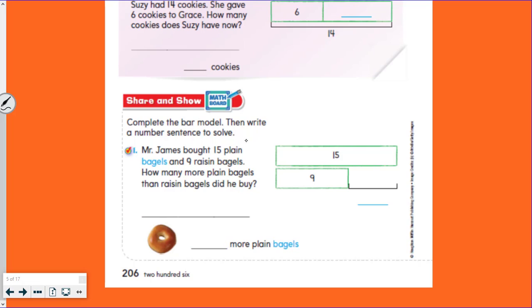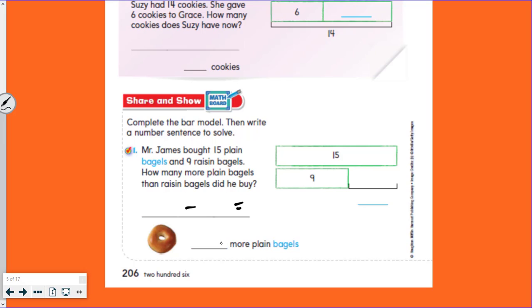So again, here's your big bar, 15. Here's your little bar, 9. We got to figure out how many more. How much is this part? So pause your video, write a subtraction fact over here. So I'm going to write my minus and equals to remind you, and then you're going to write your answer here, and then here. So go ahead and pause your video and work through that real quick.